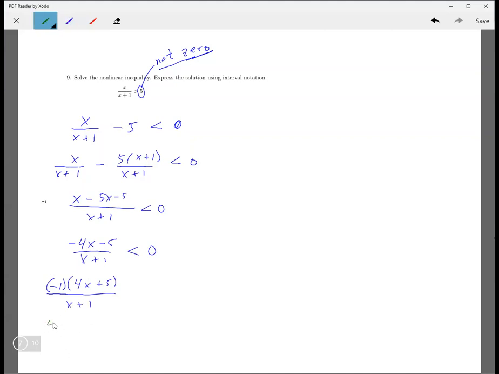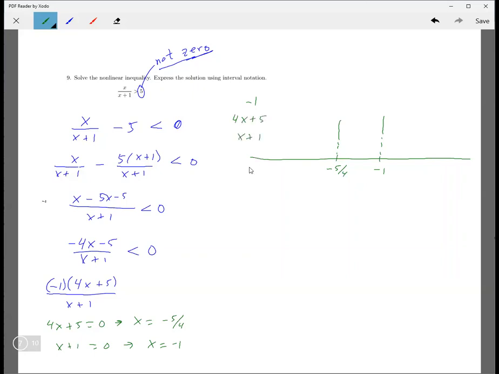Okay, now if you set 4x plus 5 equal to 0, that's going to give you negative 5/4. And if you set x plus 1 equal to 0, that gives you negative 1. Okay, so those are the points that are going to go on your number line. Negative 5/4 and negative 1. Then here you have negative 1, you have 4x plus 5, and you have x plus 1.